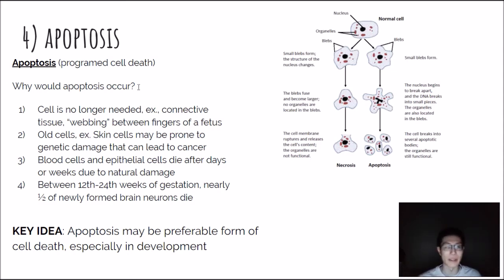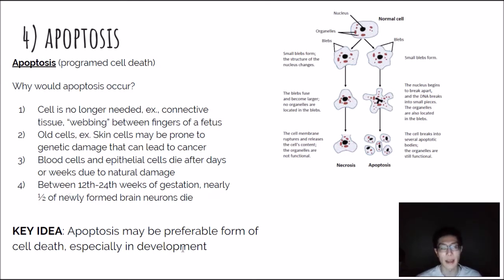So that's one reason. Another reason is simply the fact that you have old cells that can become prone to mutation and cancer, so you've got to get rid of those and try to destroy them before they start replicating out of control. You can just have cells that outlive themselves, so you have blood cells and epithelial cells that die after a certain number of days or weeks just simply due to natural damage. And then finally, last but not least, you have a great turnover of certain neurons within the brain during development, and that can also be mediated by apoptosis.